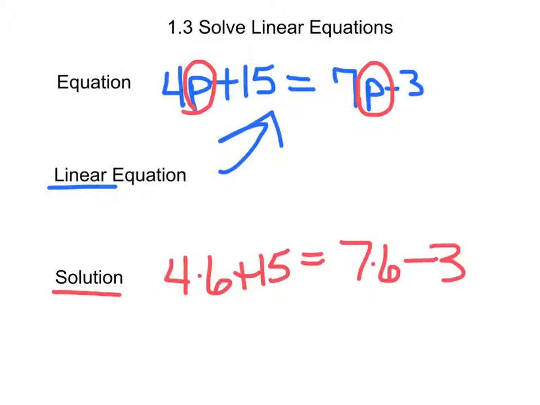Okay, we know 4 times 6 is 24. 24 plus 15 would give you 39. 7 times 6 is 42, and 42 minus 3 is 39. So are those two things equal? Yes. Therefore, 6 would be a solution. A solution is a number that you can substitute in for your variable, and it will make a true statement.